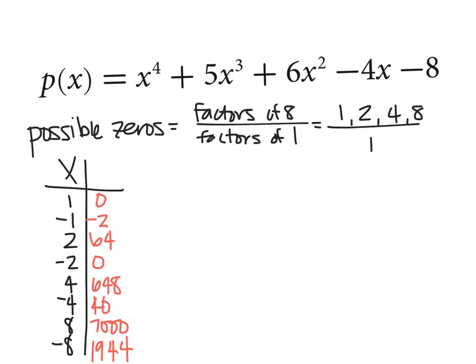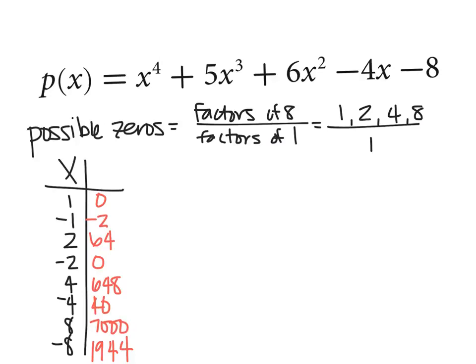So for possible roots, we have to find our factors of 8 and our factors of 1. Our factors of 8 are 1, 2, 4, and 8. Our factors of 1 are just 1. Then we divided those, and we got positive and negative 1, positive and negative 2, positive and negative 4, positive and negative 8, and we plugged them in, and we got 2 zeros based on this information. So what 2 zeros do we currently have?